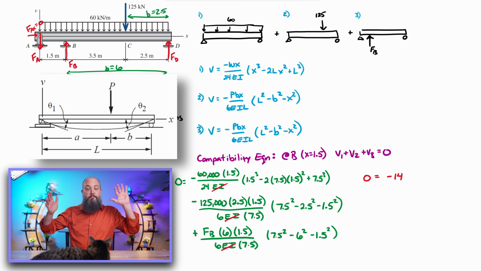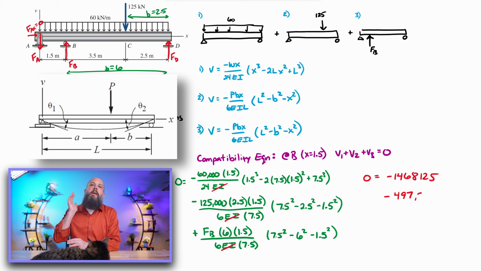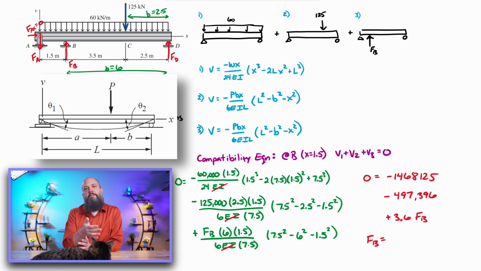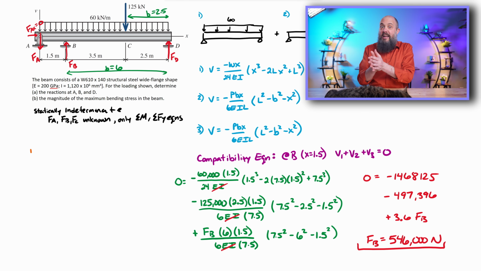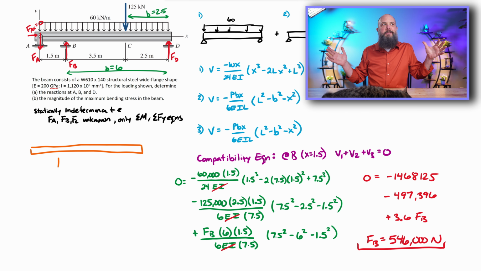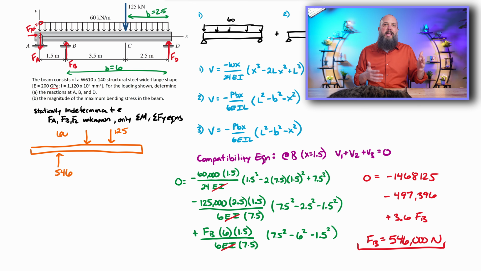All right, so now just a million terms to type into the calculator. FB is 546,000 newtons, 546 kilonewtons. And now with FB known, it's not statically indeterminate anymore. Now it is statically determinate. We can just draw a free body diagram and solve for FA and FD.